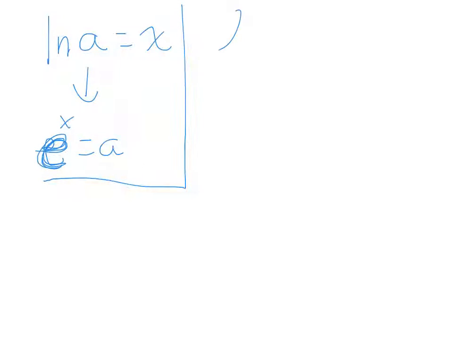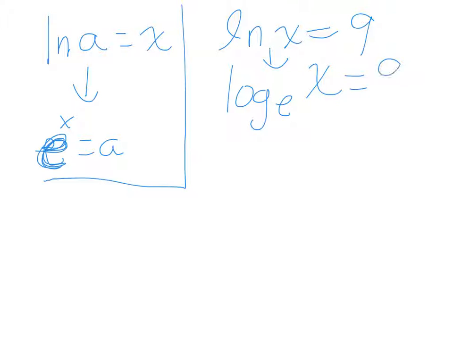So that means that if I have ln of x equals 9, and they're asking me to put it in exponential form, again, in my brain, I'm going to take it slow. I know that it means log of base e of x equals 9, and now I can write my exponential equation where e to the 9 is going to equal x.